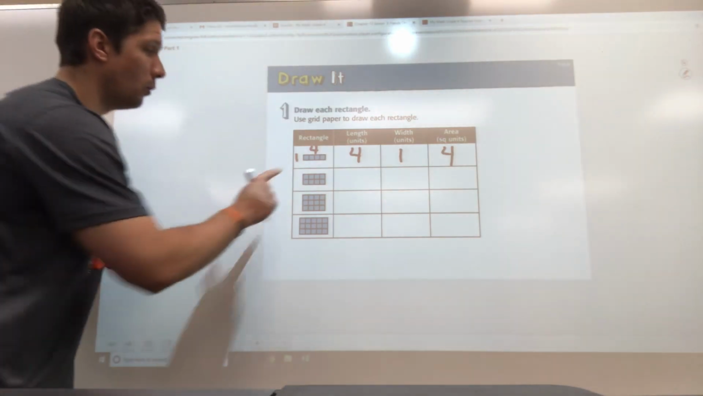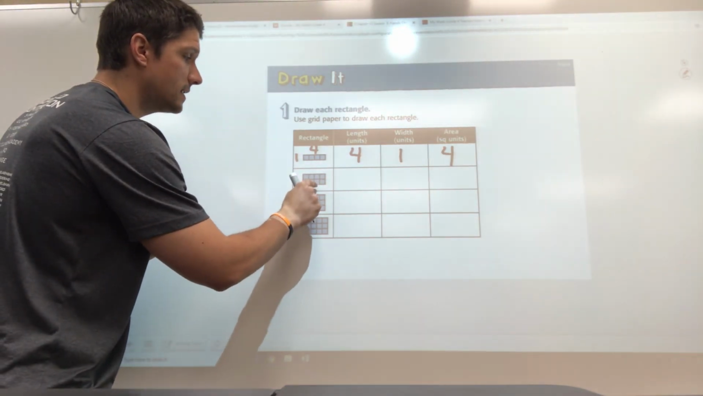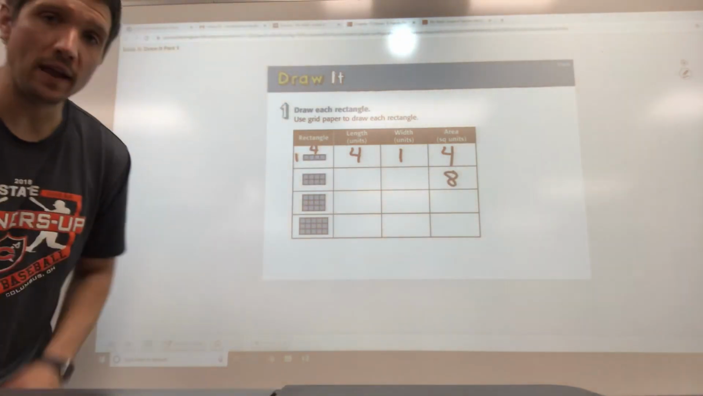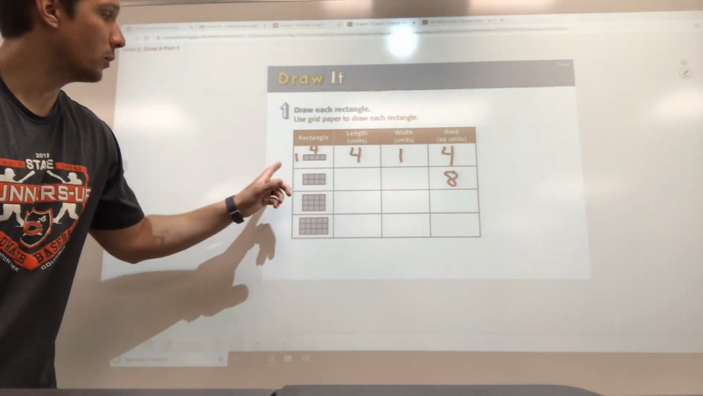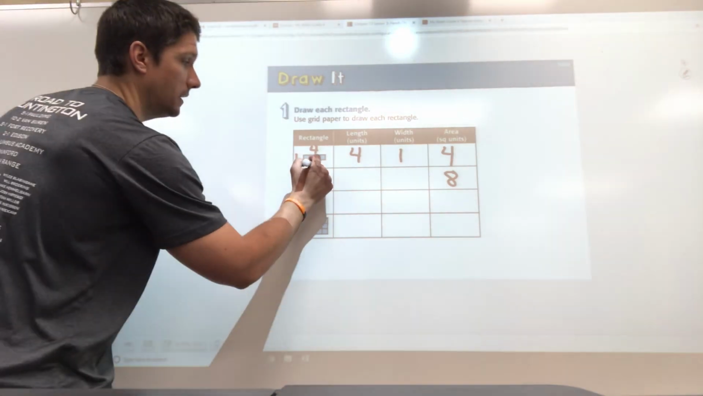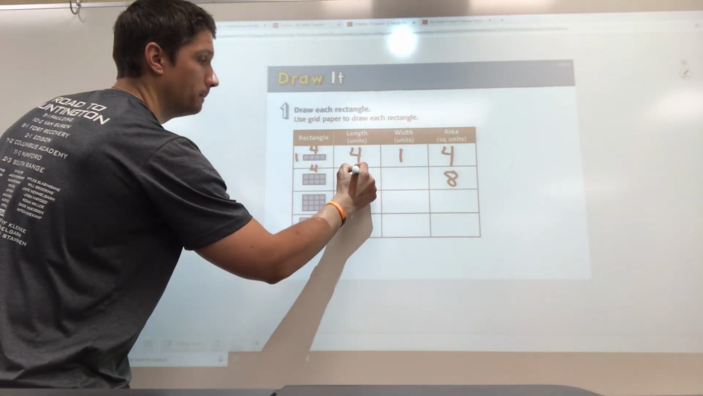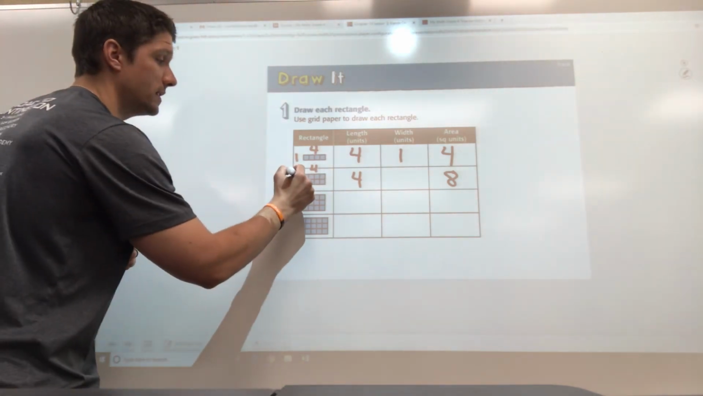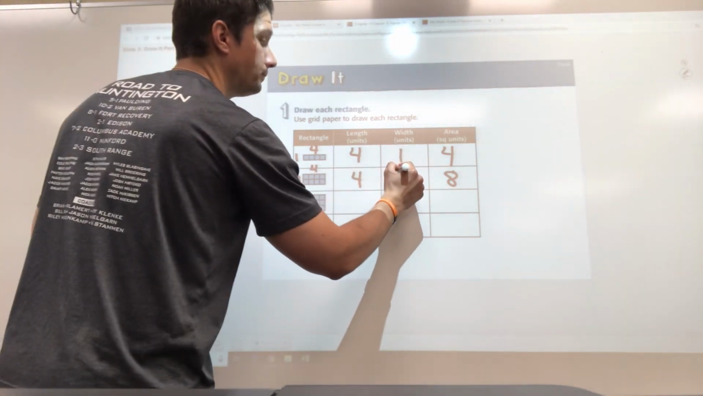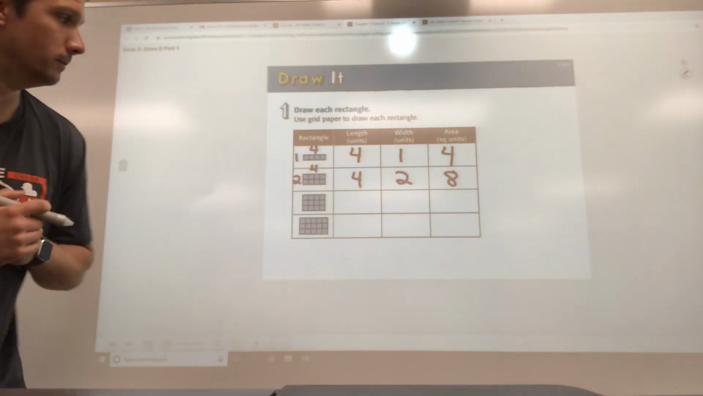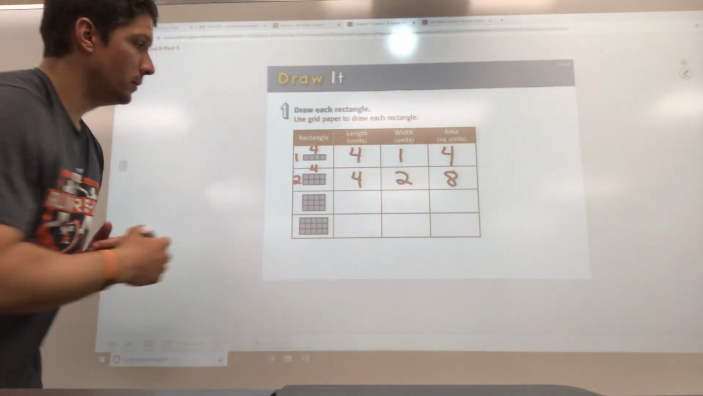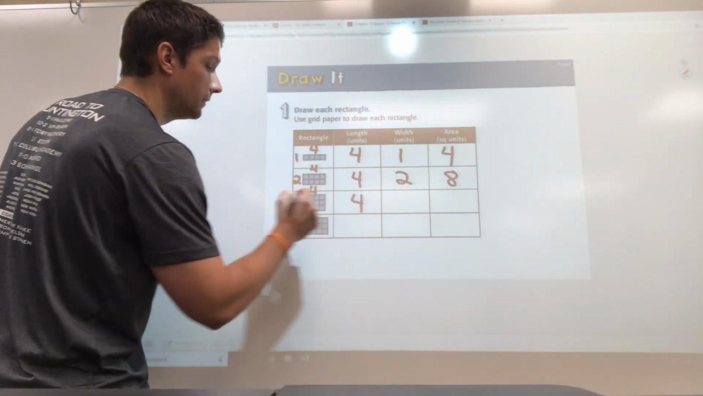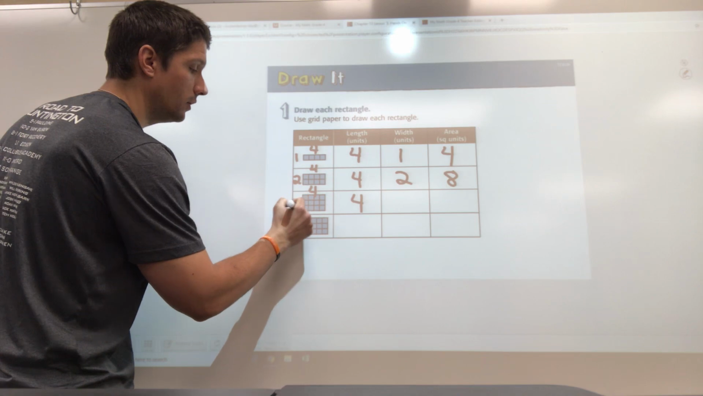Next one. 1, 2, 3, 4, 5, 6, 7, 8 square units. So this has a total area of 8 square units. Now, we're going to start with the length. The length, again, is 4. This time the width is now 2. So this side is 2, width of 2. Next one, we have a length of 4, a width of 3.